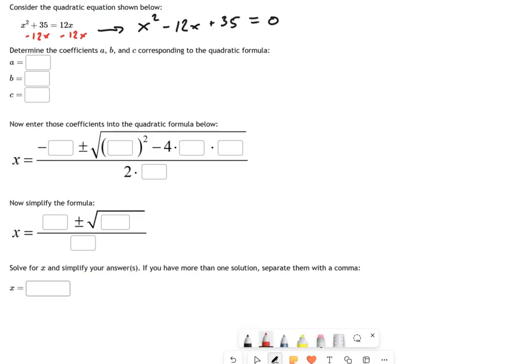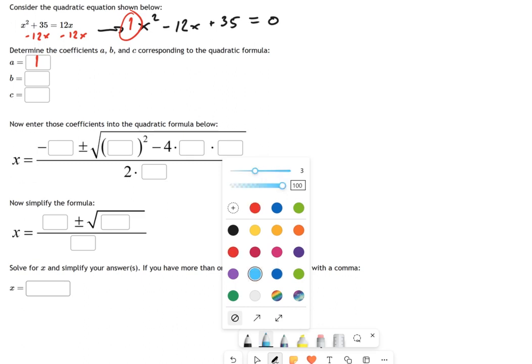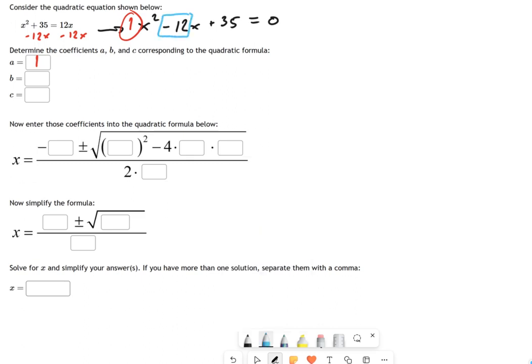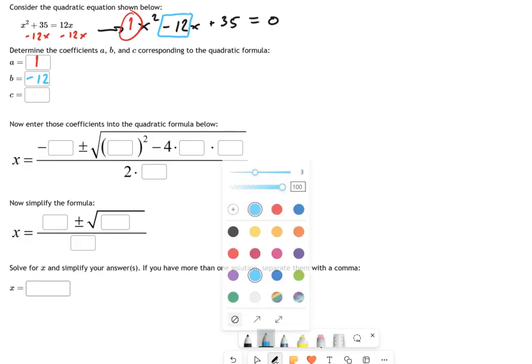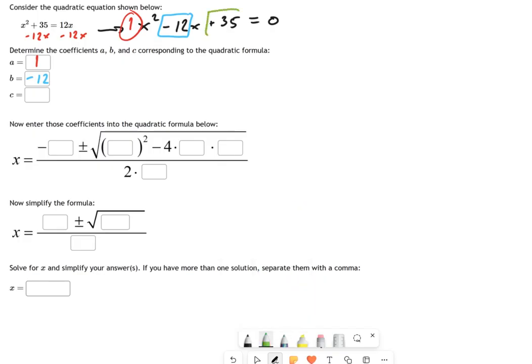And now when I write it in standard form, I can see very clearly that I have 1 as my a value right here. So that's a equals 1. And my b value, I can see next in line, that's this negative 12 bit. So that's b. And my last number in the lineup is c, and that's 35. And now using the quadratic formula, which I hope everyone's remembered, this is x equals negative b plus or minus the square root of b squared minus 4ac all over 2a.